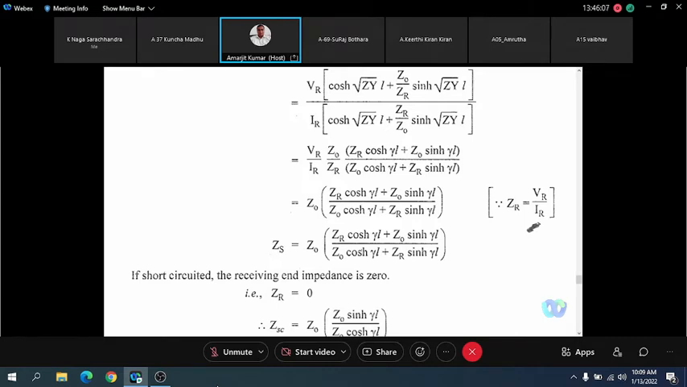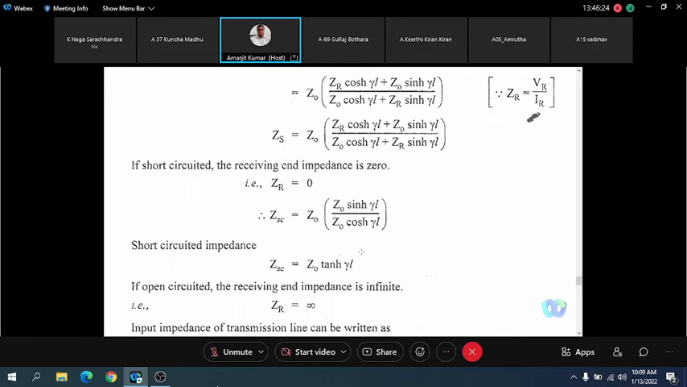So now if it is a short circuited transmission line at the receiving end, that means Zr is equal to 0. So when Zr will be equal to 0, what will be Zs? Z0 tanh γL. That will be the input impedance of a short circuited transmission line.